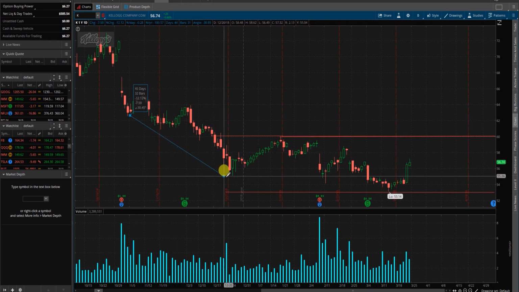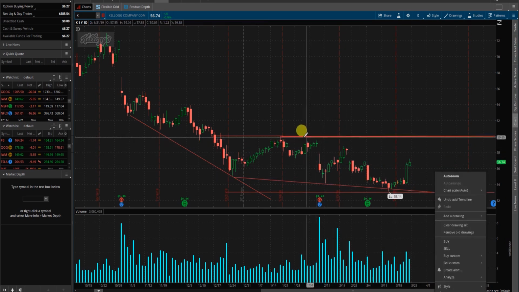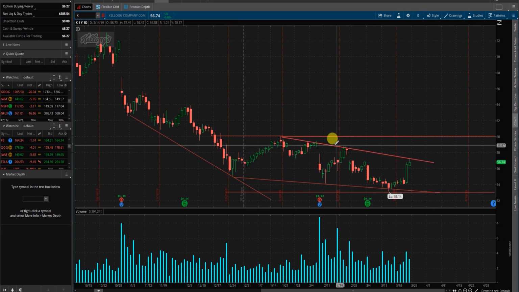Now let's put the other lines. We have that one that goes right there. Then we could draw a line right here, which is going to show us a formation. And then from there, let's do this one right here. So for example, I will start here.